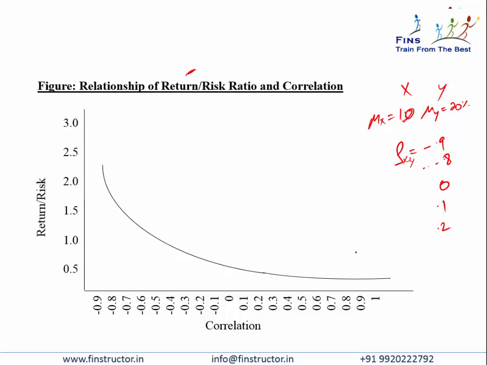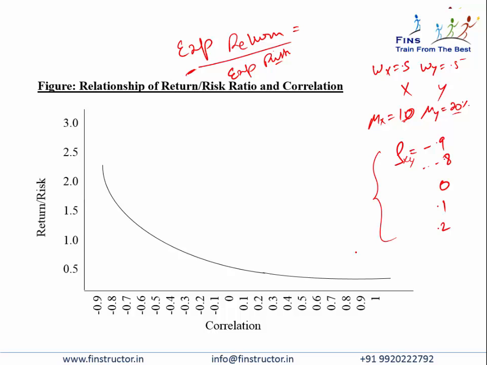However, the expected return of X and the expected return of Y are both the same, that is 10% and 20%. And let's assume the weight of X in the portfolio is 50% and weight of Y in the portfolio is 50%. And if we plot the expected return divided by the expected risk for the portfolio, we will see that this expected return will remain the same regardless of what the correlation is, because that is just weight of X into the expected return from X plus weight of Y into the expected return from Y.